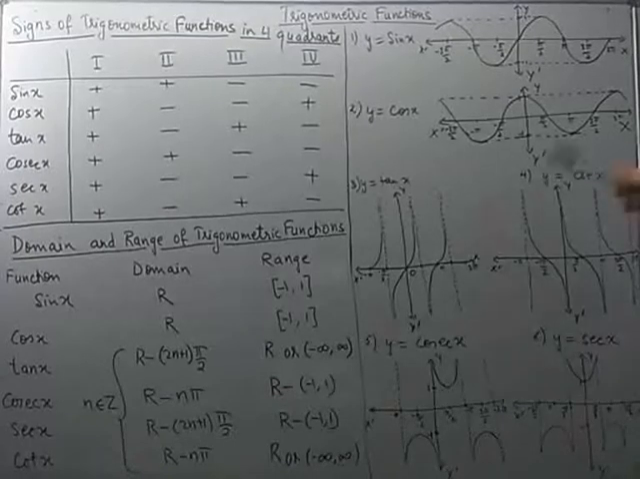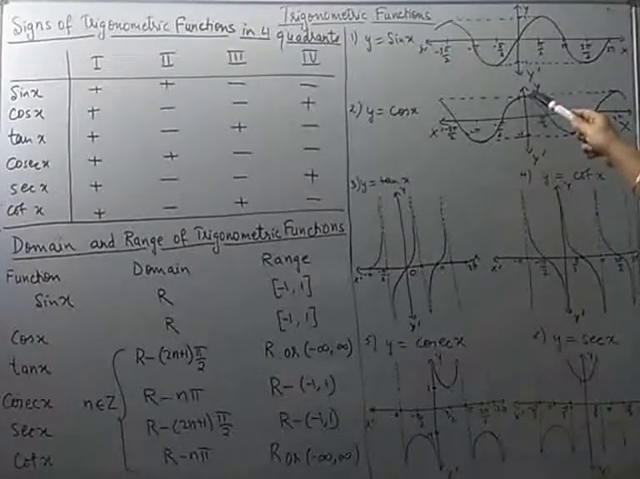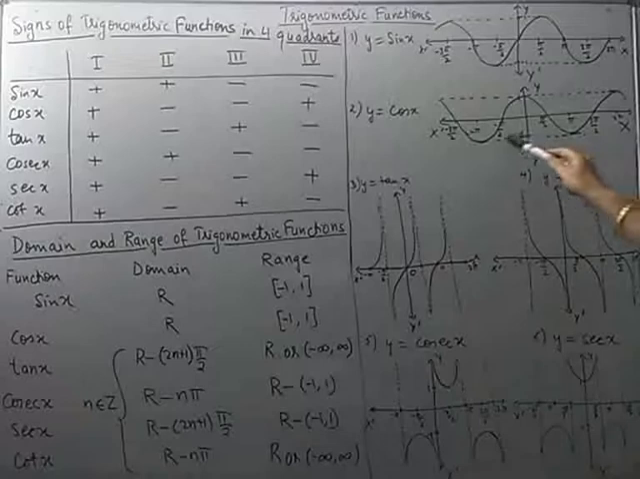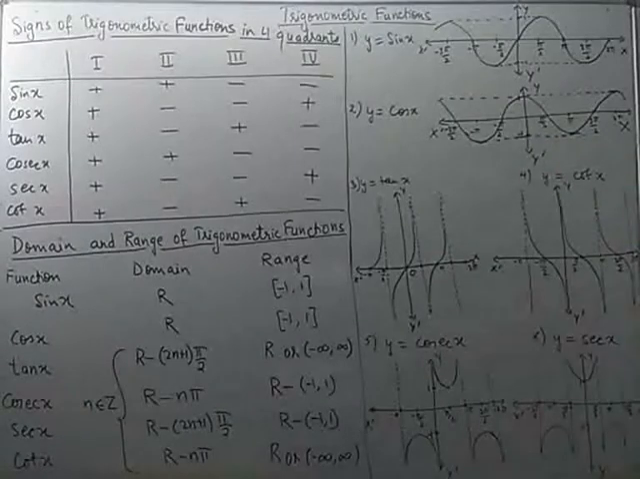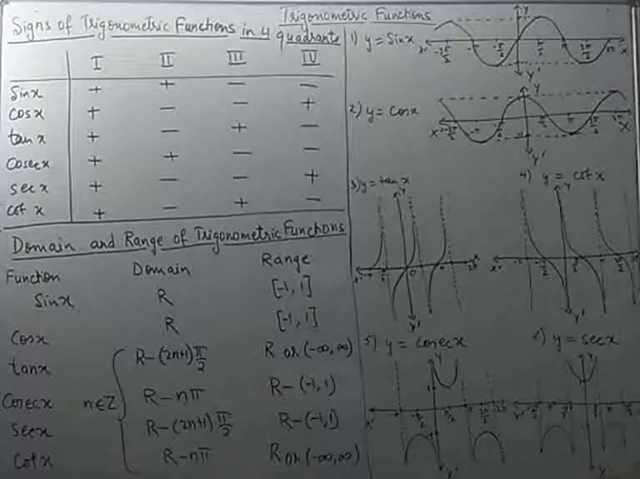It is taking maximum value which is 1 and its minimum value is minus 1 at various angles. Understood? So the range for cos x is also the closed interval from minus 1 to 1. Whatever the angle x may be, cos x will never become more than 1. It will never be less than minus 1.